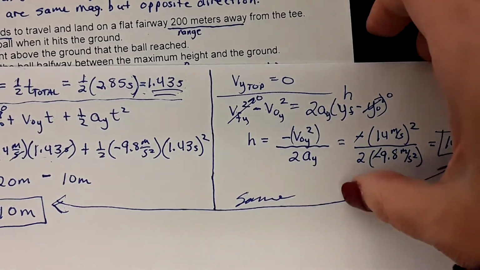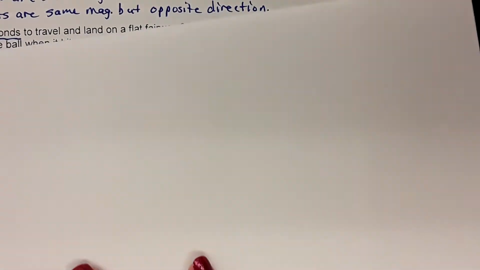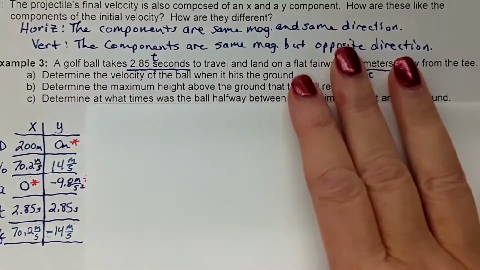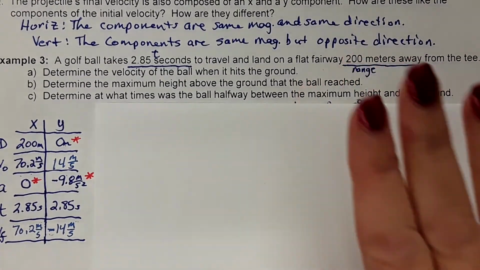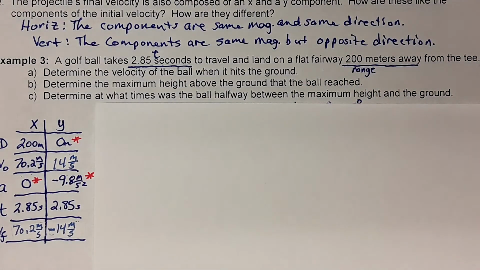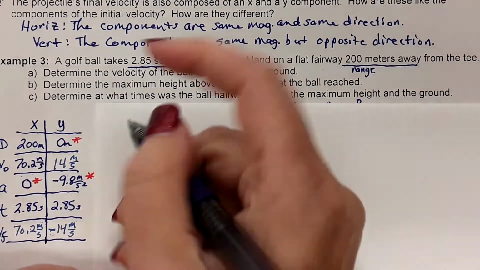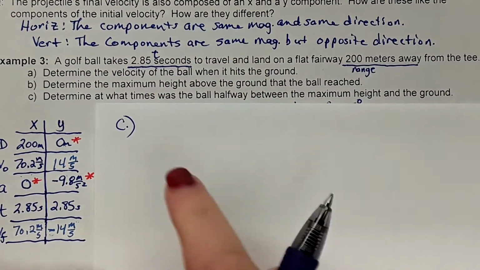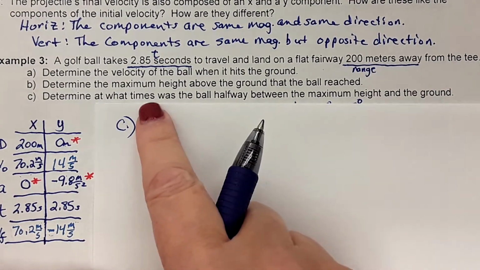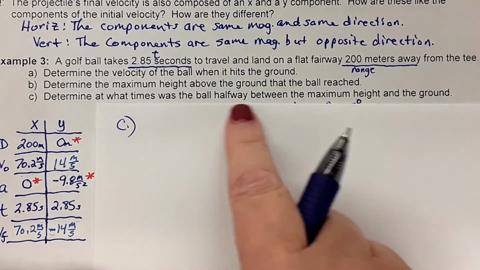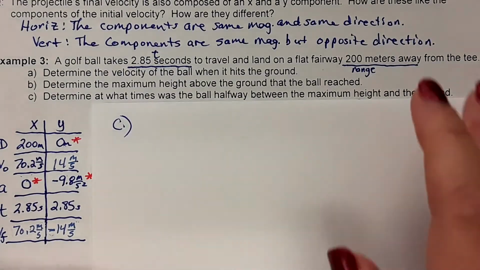Now, last item. Let's take a look at part C. Oh, yes, I know, this is a big problem, but I'm showing you a lot of different stuff here. It's stuff that's important that you understand. So part C. It says determine at what times was the ball halfway between the maximum height and the ground?